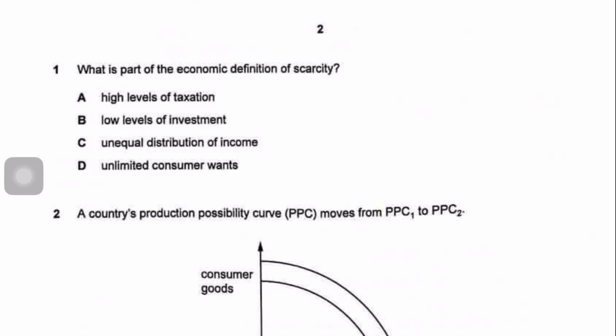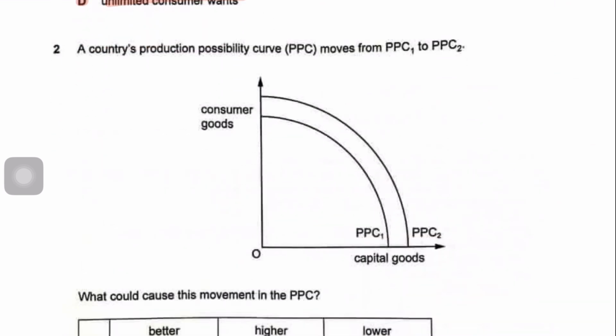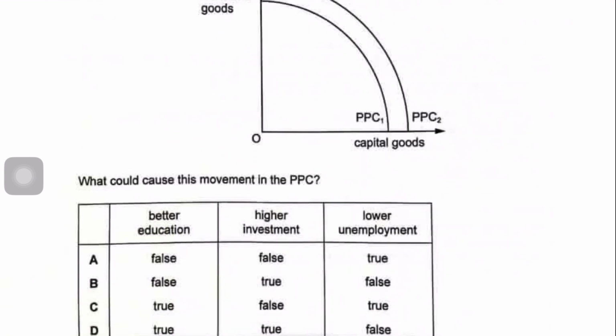Okay, guys, question number one says, what is a part of economic definition of scarcity? Unlimited wants, unlimited resources. So the answer is D for David, unlimited consumer wants. Question number two says, a country's production possibility curve moves from PPC 1 to PPC 2, so it's shifting outwards. What would cause this movement in the PPC?